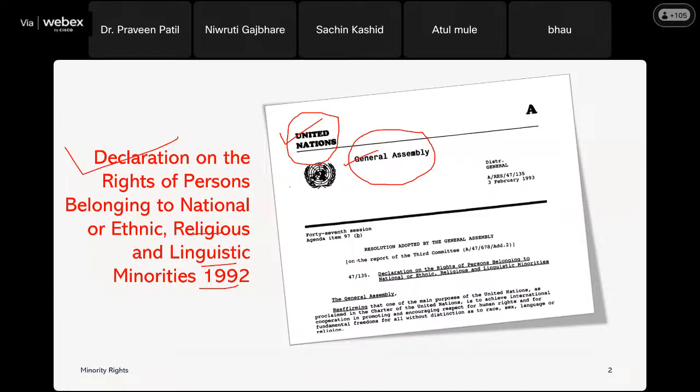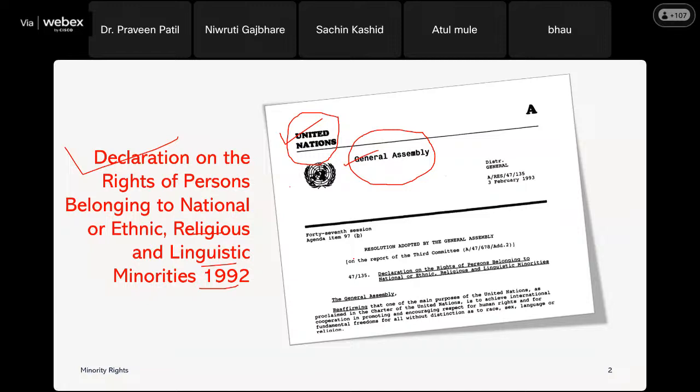However, as far as Indian jurisprudence is concerned, it was not necessary that the General Assembly should declare about the minorities' rights and then India should implement such a legal regime in the Indian jurisprudence. In fact, the Constitution of India, which came into force in 1950, profusely speaks about the rights of linguistic minorities and the rights of religious minorities.